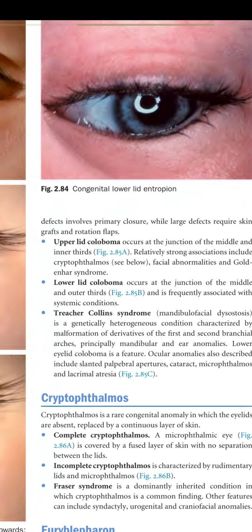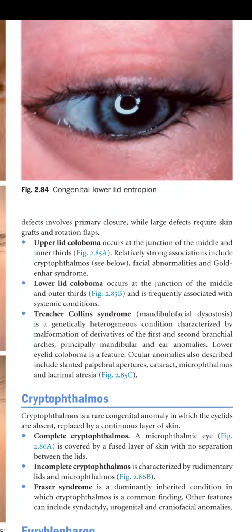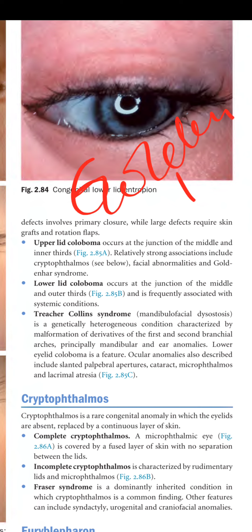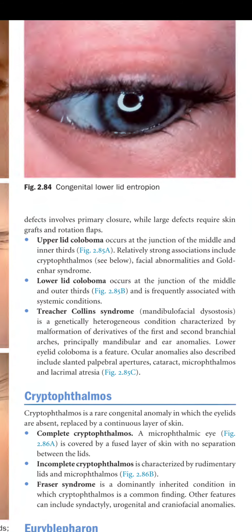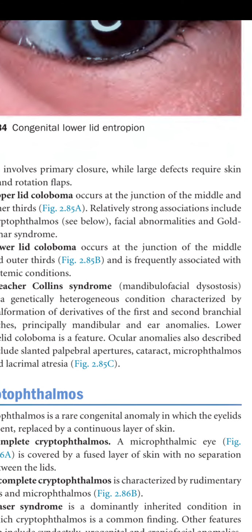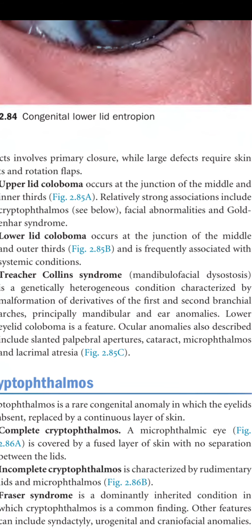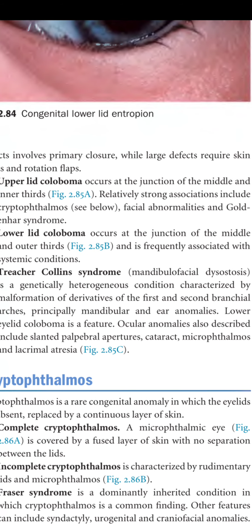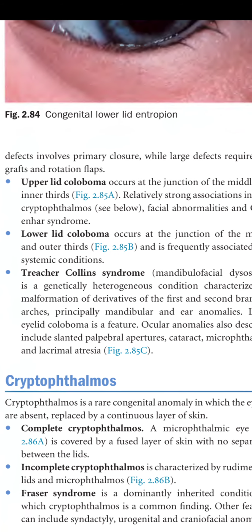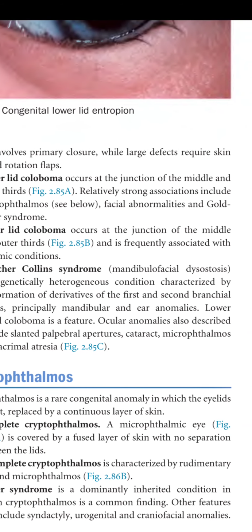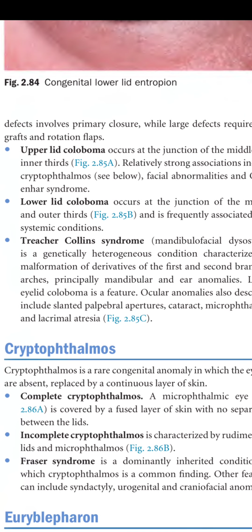So there can be upper lid colobomas and lower lid colobomas. The upper lid coloboma is associated with a very important condition known as Goldenhar syndrome, whereas the lower lid coloboma is associated with Treacher Collins syndrome. Upper lid colobomas occur at the junction of the middle and the inner third. The relatively strong associations include cryptophthalmos, facial abnormalities, and Goldenhar syndrome. We will discuss Goldenhar syndrome in the coming topics of the orbit.